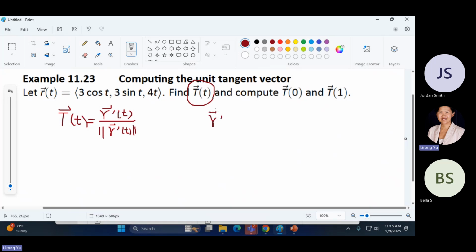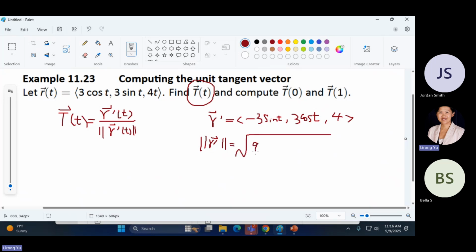So we have r, and then r prime is equal to the derivative of cosine t, which is negative sine, so it's negative 3 sine t. And then the derivative of 3 sine t is 3 cosine t. The derivative of 4t is 4. So that's r prime. Because we need to turn it into a unit vector, we're going to find the magnitude of r prime. I skipped the letter t; it's supposed to be the magnitude of r prime t.